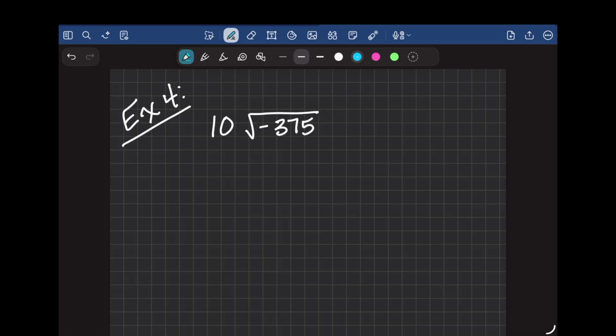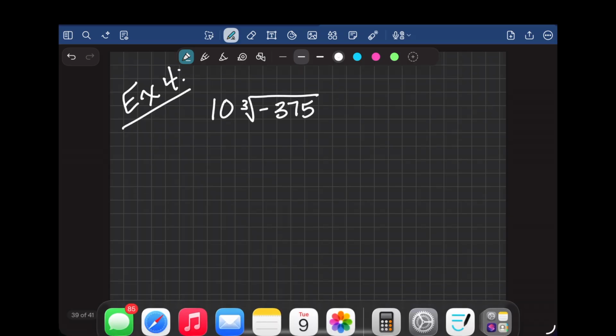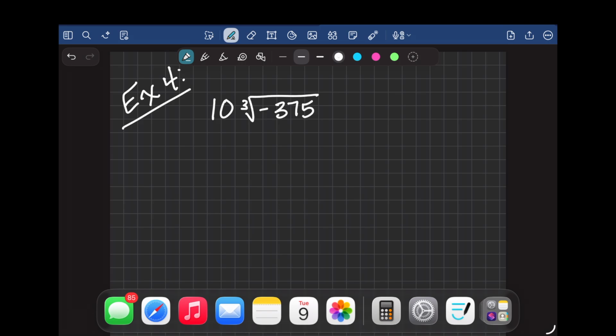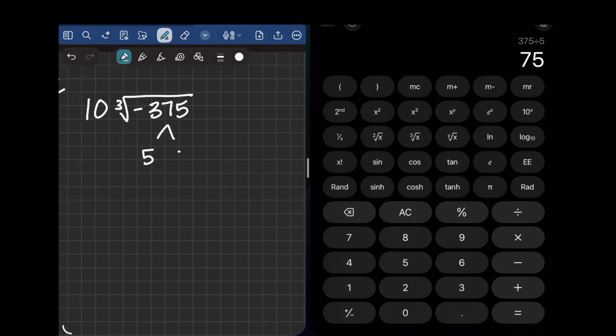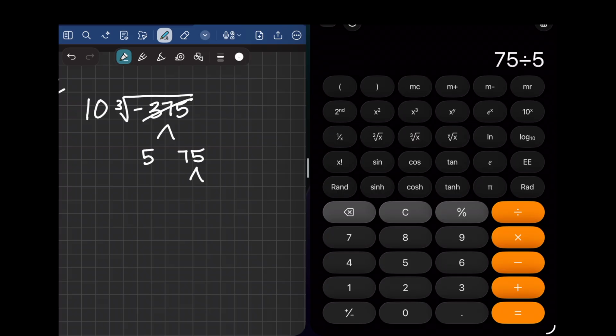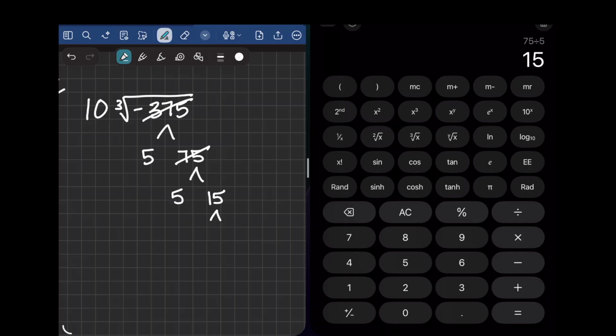We have 10 times the cubed root of negative 375. So looking at 375, I know that 5 can go into it. Anything that has a 5 at the end can be divisible by 5. But again, you could go through that process of dividing by 2, 3, 4 until you get there. So starting with 375 divided by 5, I get 5 times 75. 5 is prime, so breaking down 75, I see it ends with another 5, so I'm going to divide by 5 again. So I get 5 and 15. 15 I know I can break down, so that's 3 times 5.